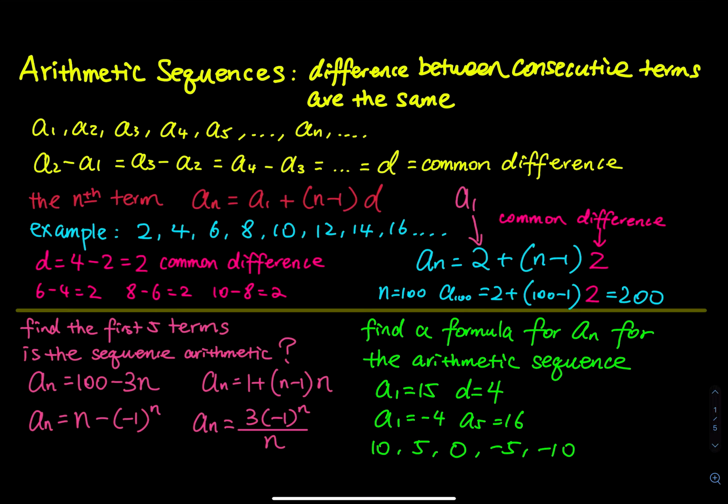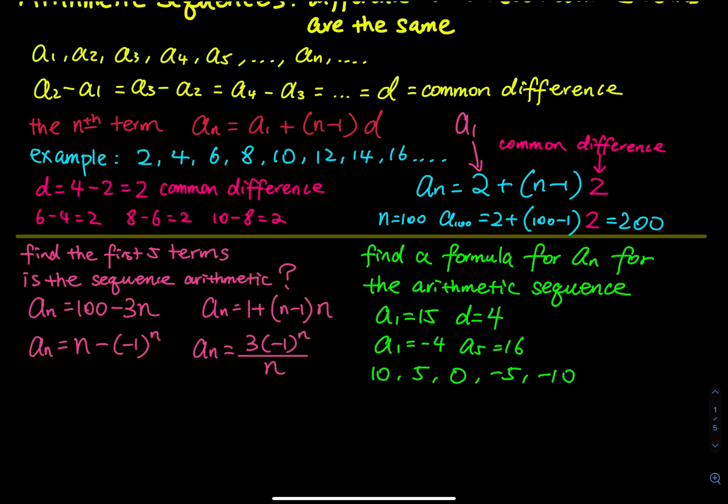Okay, now let's do some examples. The first type of example is: find the first 5 terms and then determine if the sequence is arithmetic. I have 4 problems here. So how do we do this? The first one is a of n. Oh, you know what? I'm going to draw a line right here.